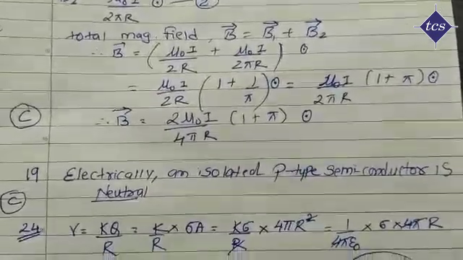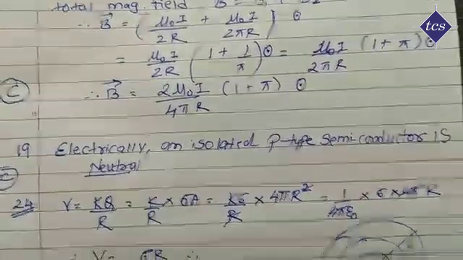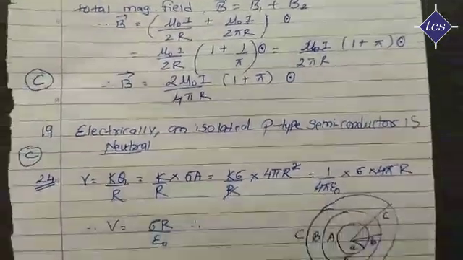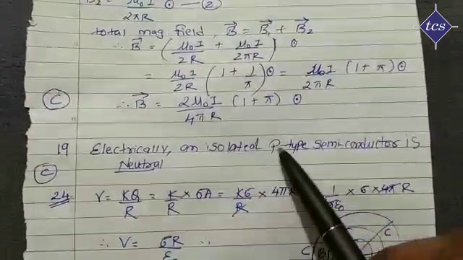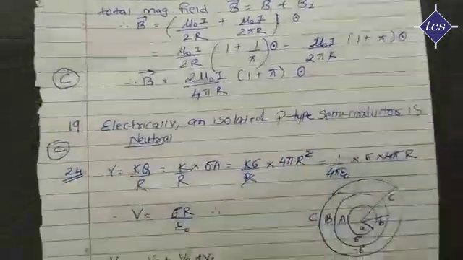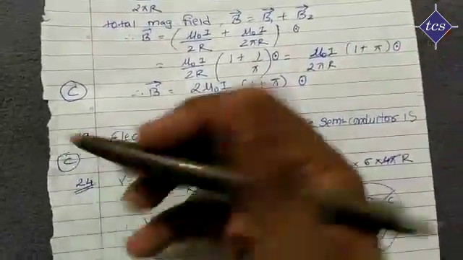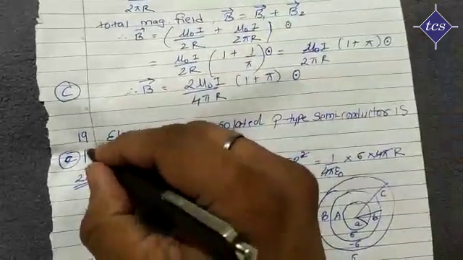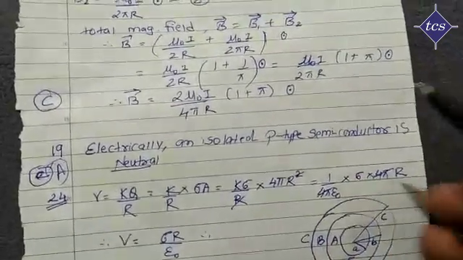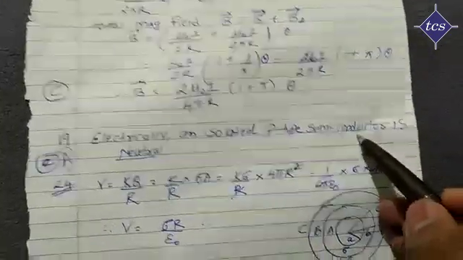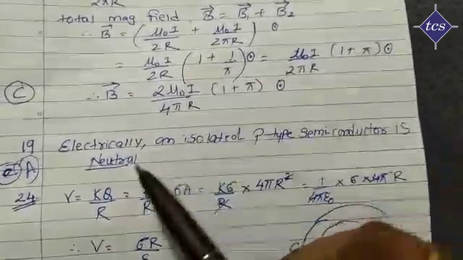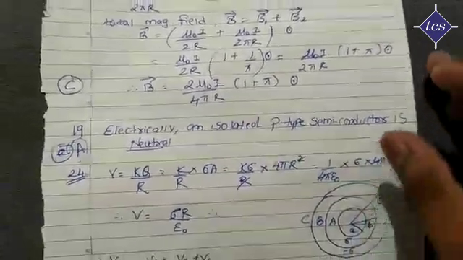Now next, 19th question. Dear students, in the 19th question, actually the question printed is wrong. The actual question must be like this: electrically an isolated p-type semiconductor is dash, and the option will be A, neutral. Sorry, over here the correct option will be A. So electrically an isolated p-type semiconductor, or else whether it is a question for n-type semiconductor, the correct option will be A, neutral. So in 19 the correct question is electrically isolated p-type semiconductor is dash.